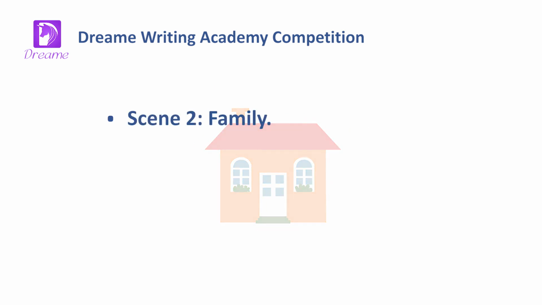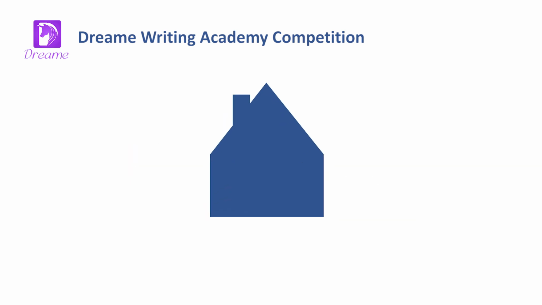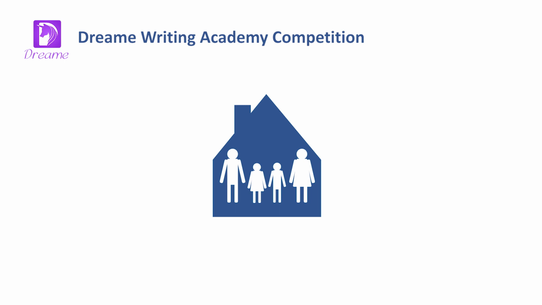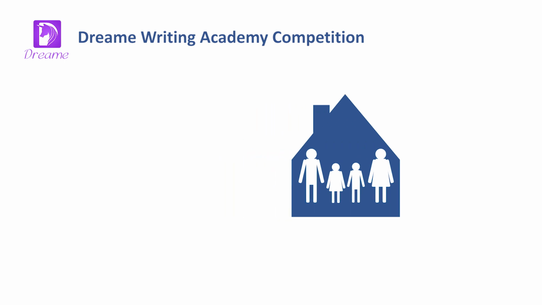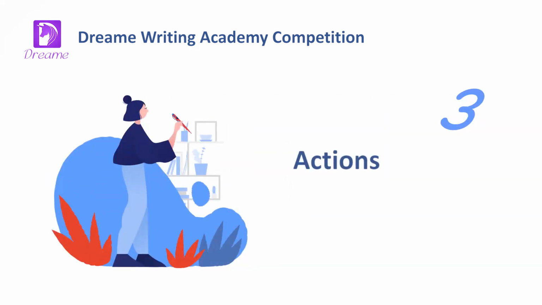Scene 2, family. Emily and her family are discussing the upcoming coming-of-age ceremony. Her parents congratulate Emily and wish her luck with her transformation. In this way, we specify our synopsis by including additional scenes. Could you design some more scenes for this main plot? Have a try.